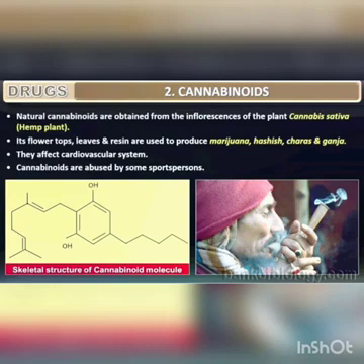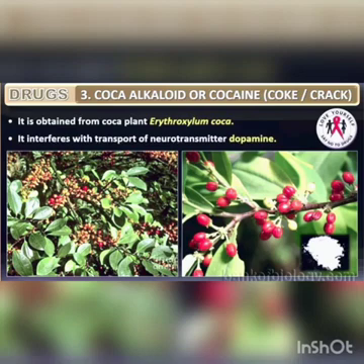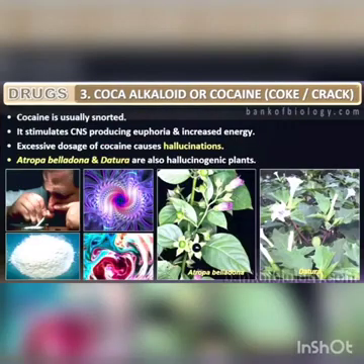Now the third kind is coca alkaloid or cocaine. It is obtained from the coca plant, Erythroxylum coca. It interferes with transport of the neurotransmitter dopamine. Cocaine is usually snorted. It stimulates the CNS, producing euphoria and increased energy. Excessive doses of cocaine cause hallucination. Atropa belladonna and Datura are also hallucinogenic plants.